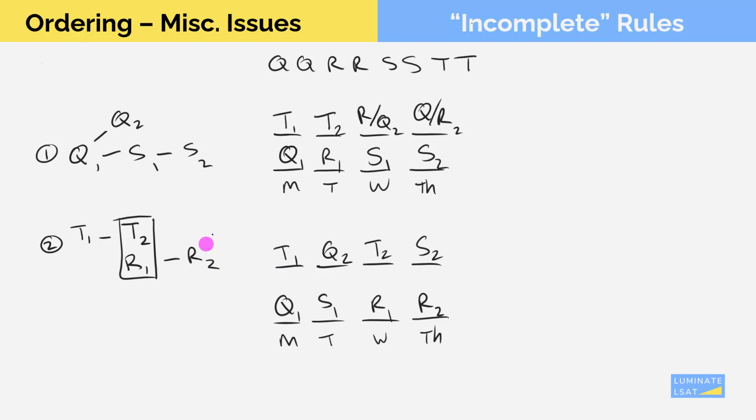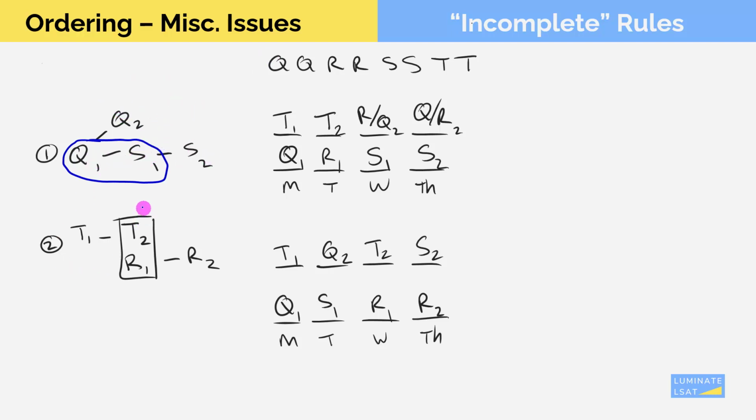So what I want you to take away from this video is, when you are dealing with a game where the letters can repeat, you have repeated variables like this, if you get a rule that only tells you about one of those variables, remember the first rule only told us about Q1 being before S1, when you get a rule like that, you always want to make sure to think about what does that mean about the other version of those letters? What does that mean about the other Q? What does that mean about the other S?